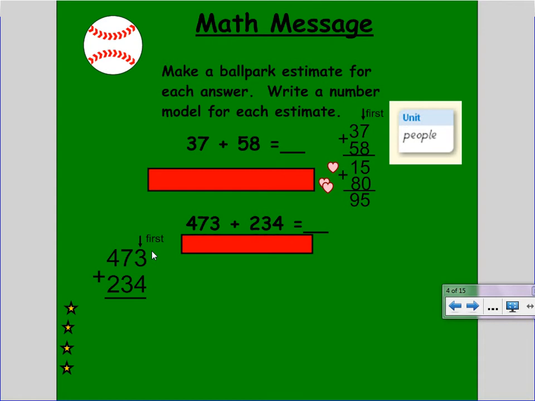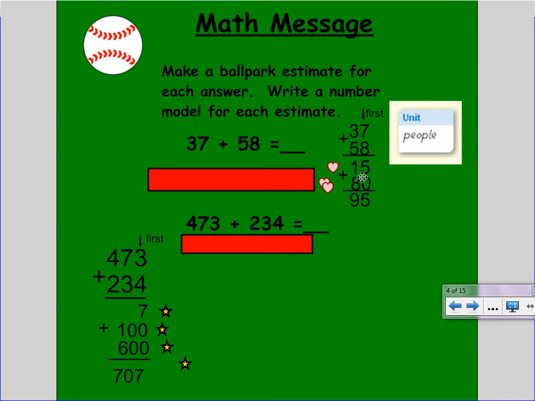So again, add the ones first. 3 plus 4 is 7. 70 plus 30 equals 100. I like to line these up. And then 400 plus 200, because this is the hundreds place value, equals 600. And then we want to add this down, the ones column, and add the tens column and the hundreds column to get your answer of 707. 7 plus 0 plus 0, 0 plus 0, 1 plus 6 is 707. That's how you do your rounding to the nearest hundreds.